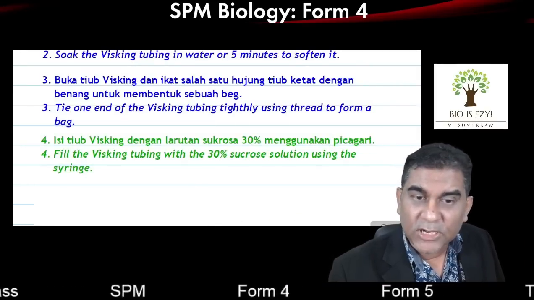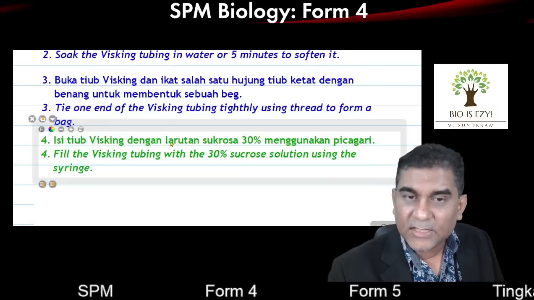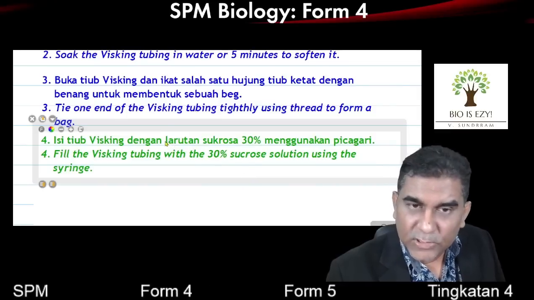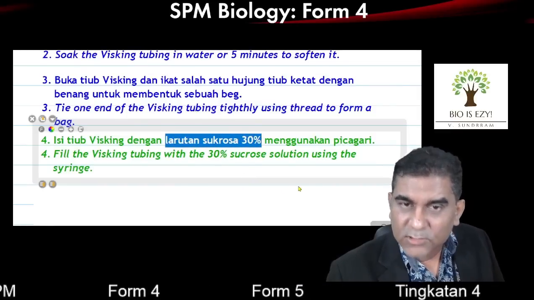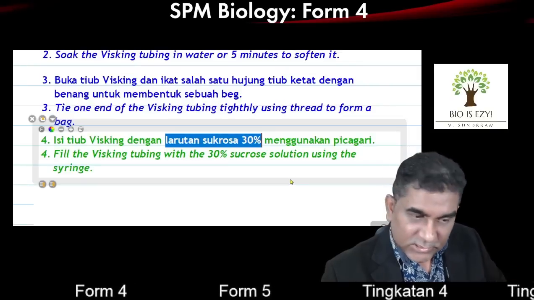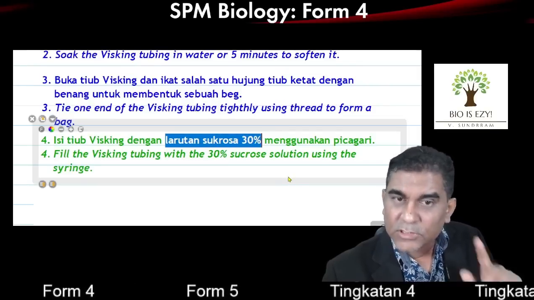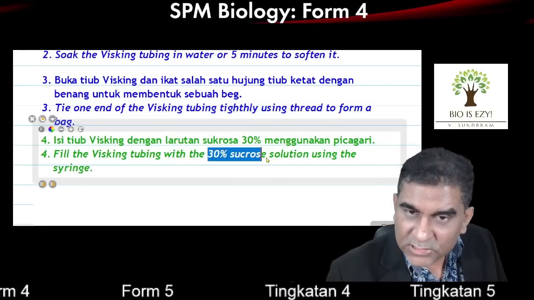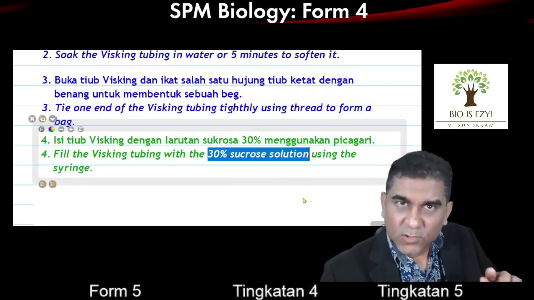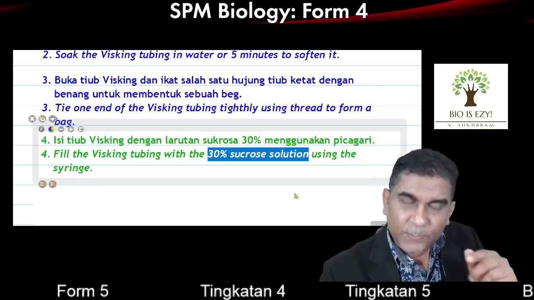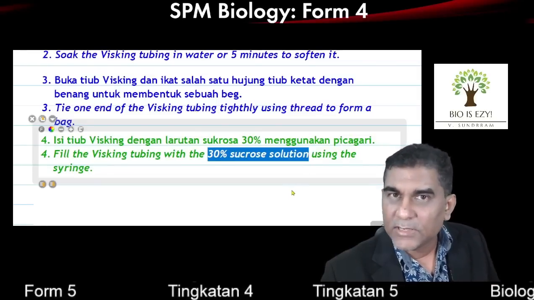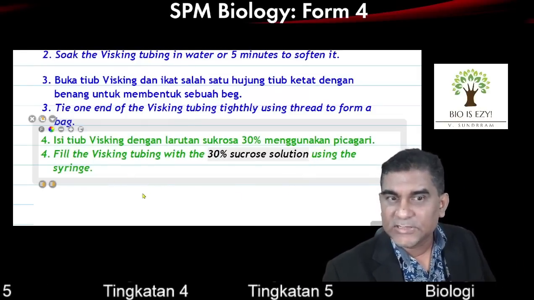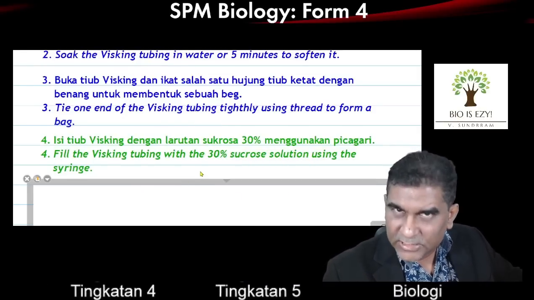So yang ini saya gunakan warna hijau sebab ini adalah pemboleh ubah dimalarkan. Ini adalah pemboleh ubah dimalarkan, iaitu larutan sukrosa 30%. Setiap kali kamu ulang eksperimen, kamu kena guna larutan sukrosa 30%. This is constant variable because this is what you're going to repeat every time. If you're repeating the experiment, you have to start back with 30% sucrose solution. So this one must be in the procedure. Yang ini mesti ada dalam prosedur yang kamu tulis.